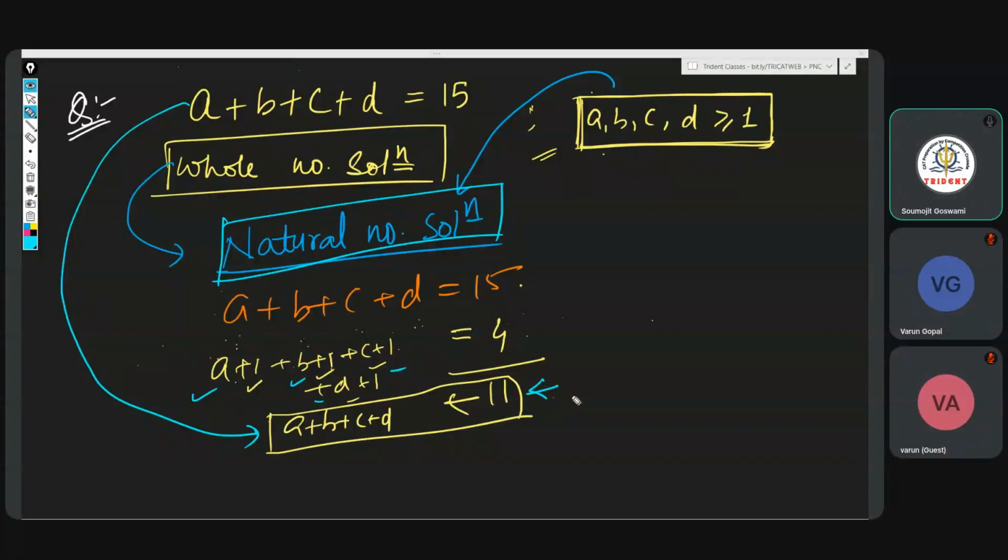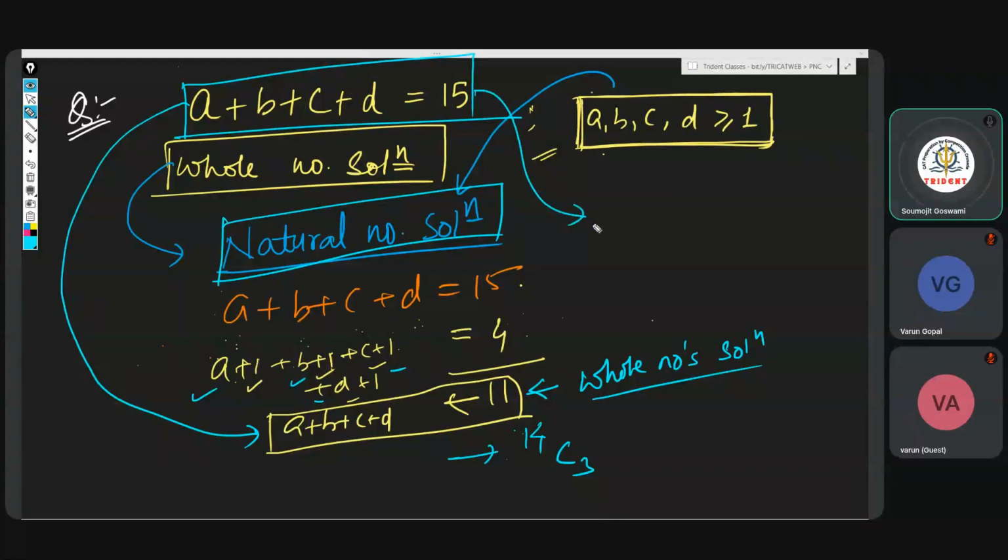Now at this point, this question can be solved exactly like the whole number solution. So the answer would be 11 plus 3 C 3, that is 14C3. Had this been a whole number solution, what would the answer have been? It would have been 18C3. That means for A, B, C, D to be whole numbers, I would have gotten 18C3 solutions. Right now I'm only getting 14C3.